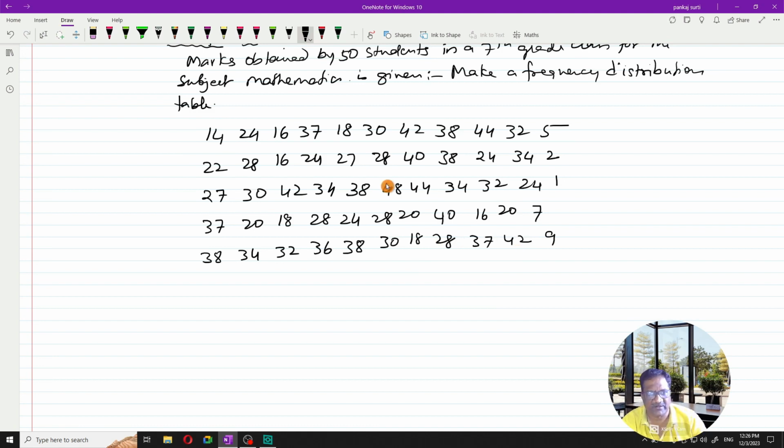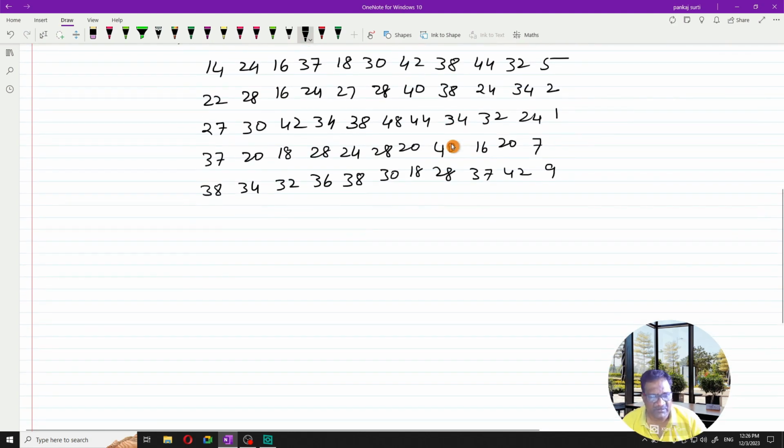So this is raw data, right? Now you have to make a frequency distribution table from this. What I will do first of all is see which is the lowest mark. The lowest mark is, according to me, 1, in this entire table of 50 students. And the highest mark I suppose has to be 42.